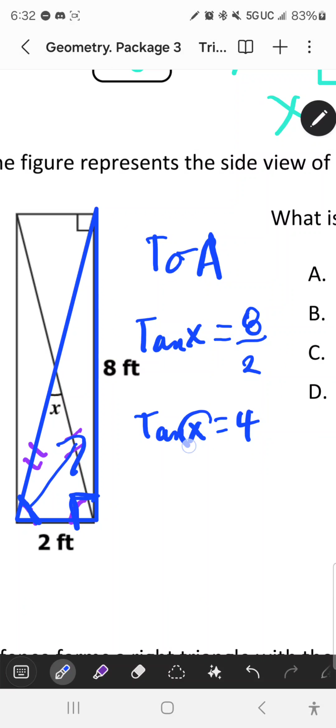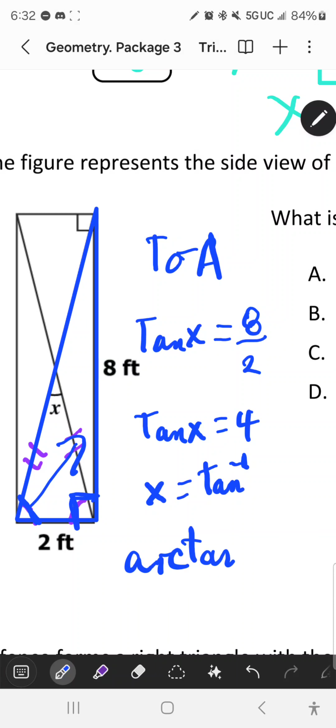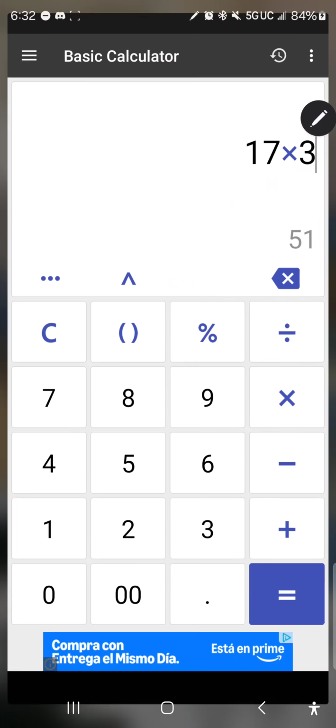So we want to know the measure of the angle. I'm going to say that the angle, or you can put angle like this, just give it a variable, like whatever variable you want. I can say that the value of this angle will be tangent -1, or the arc tangent, which is right here, arc tangent of 4. So I'm going to go to my calculator.